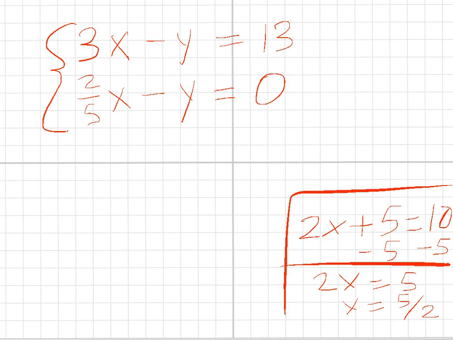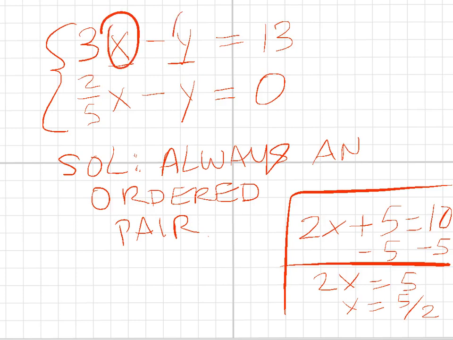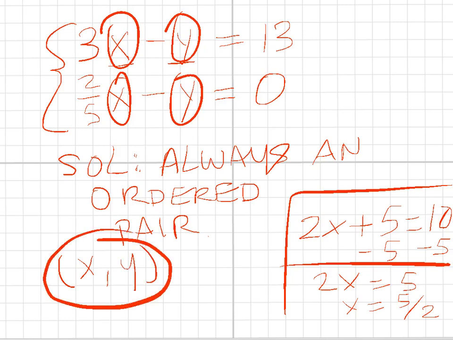Now, if I've got two variables, that means I'm going to have an x and a y as an answer. So my solution is always an ordered pair. Always an ordered pair. So if we've got an x and a y up here, that means my answer is always going to be an x and a y. x comma y is your solution.